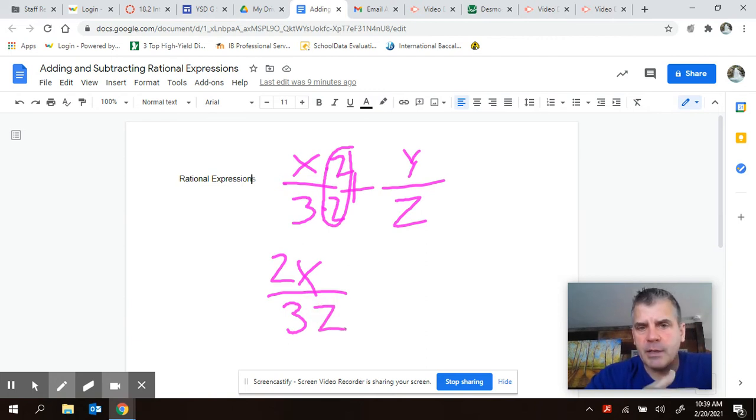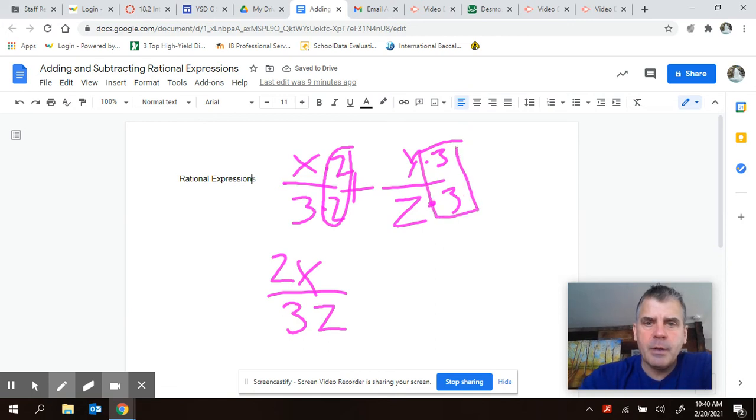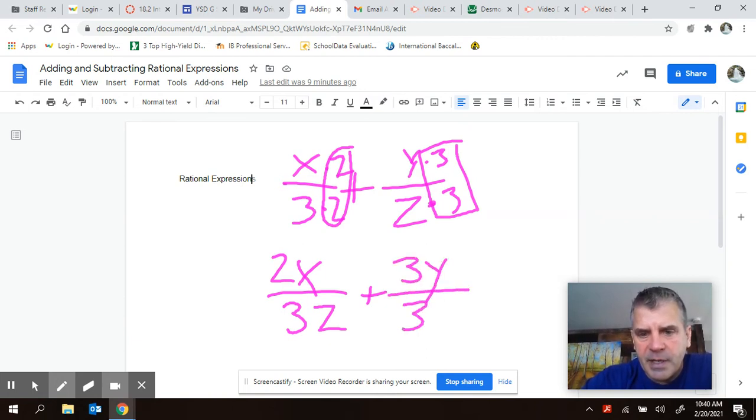Now, what do we do to get the y over z to look like 3z? Well, it's the same process, but with a different number this time. And we're using 3 top and bottom here. In other words, we're multiplying y over z by 1. Yet again, it's 1. It's just changing the look of that fraction. So this gives you plus 3y over 3z.